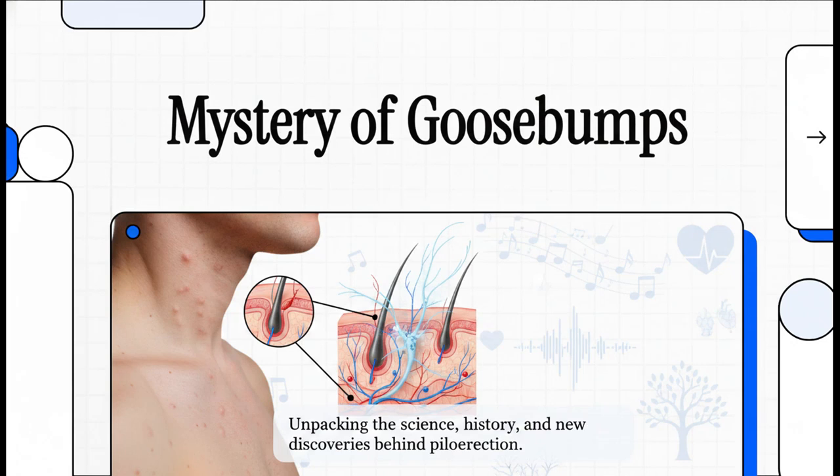Picture this. You're sitting in a perfectly warm room, totally comfortable, and out of nowhere, bam, a sudden shiver races right down your spine. You look down at your arms, and your skin is completely covered in those tiny raised bumps. It's this highly relatable, completely involuntary sensation that every single one of us has experienced at some point.